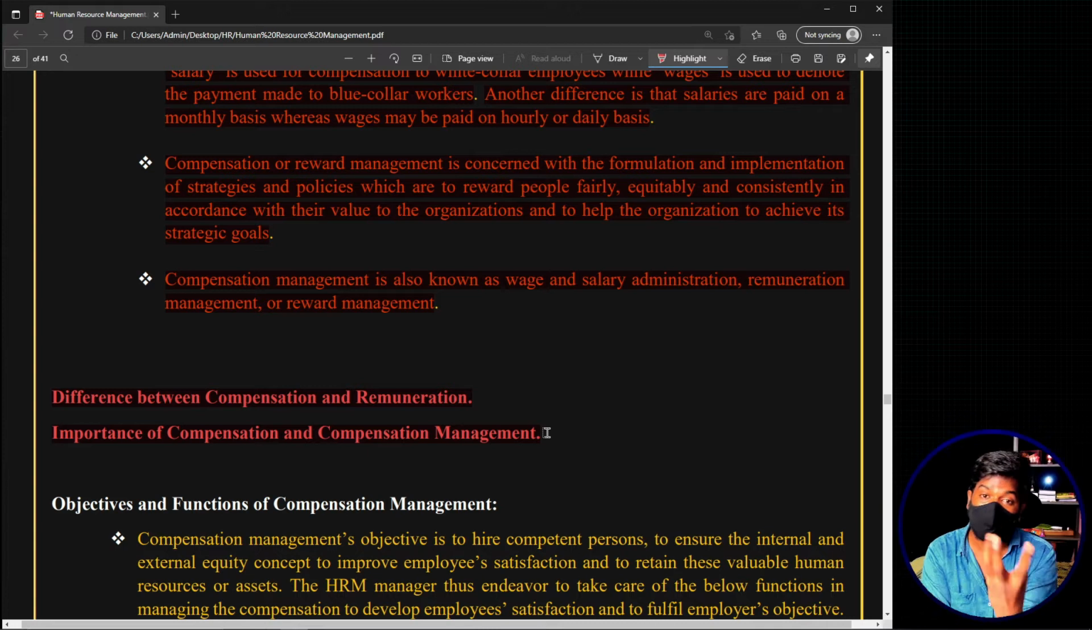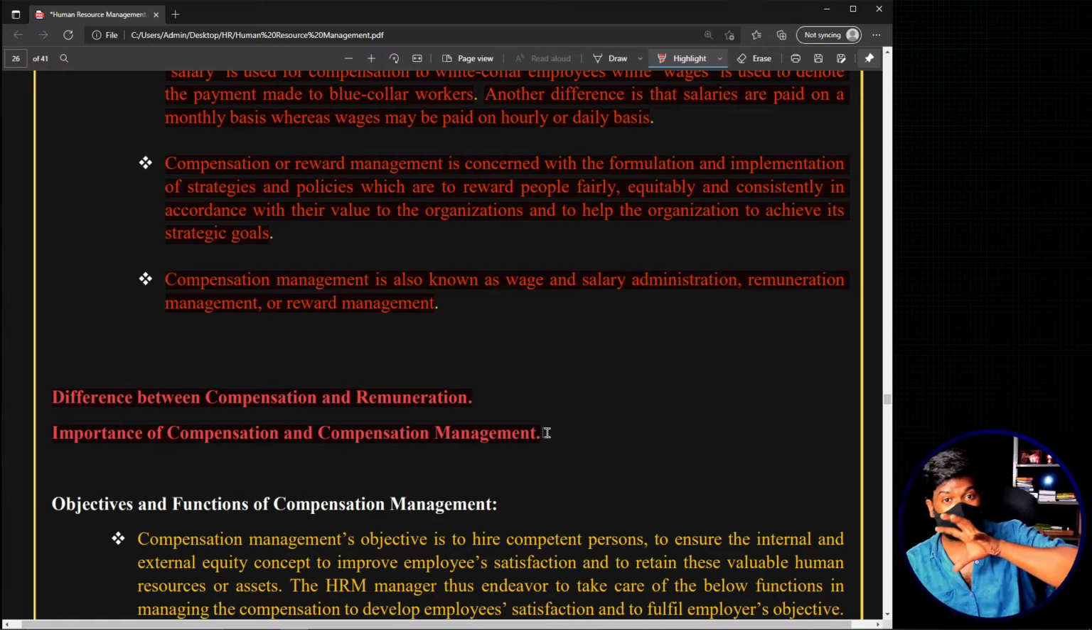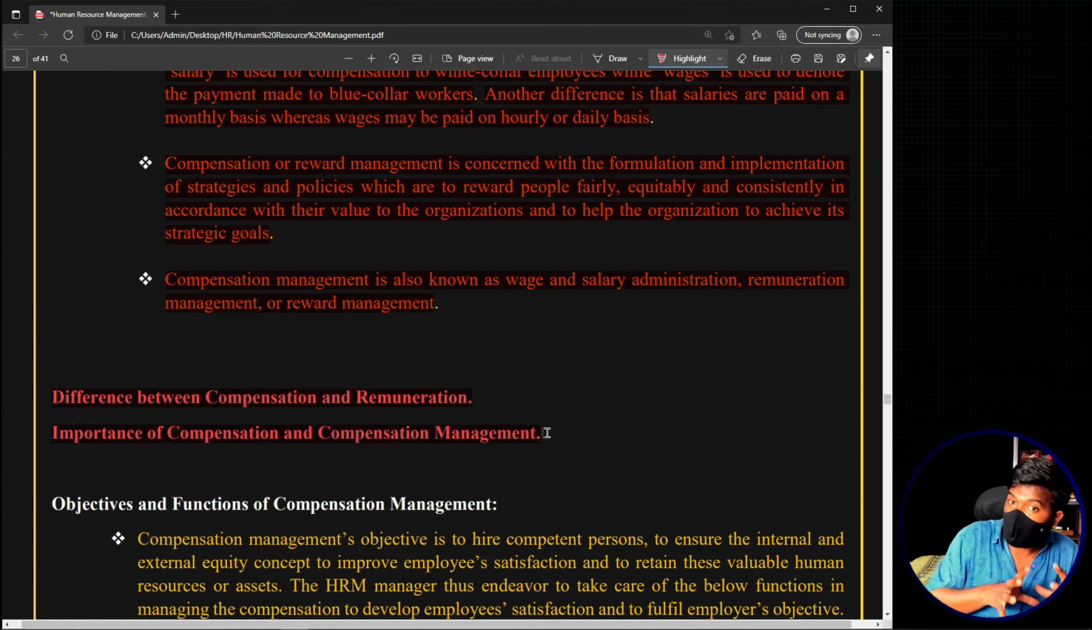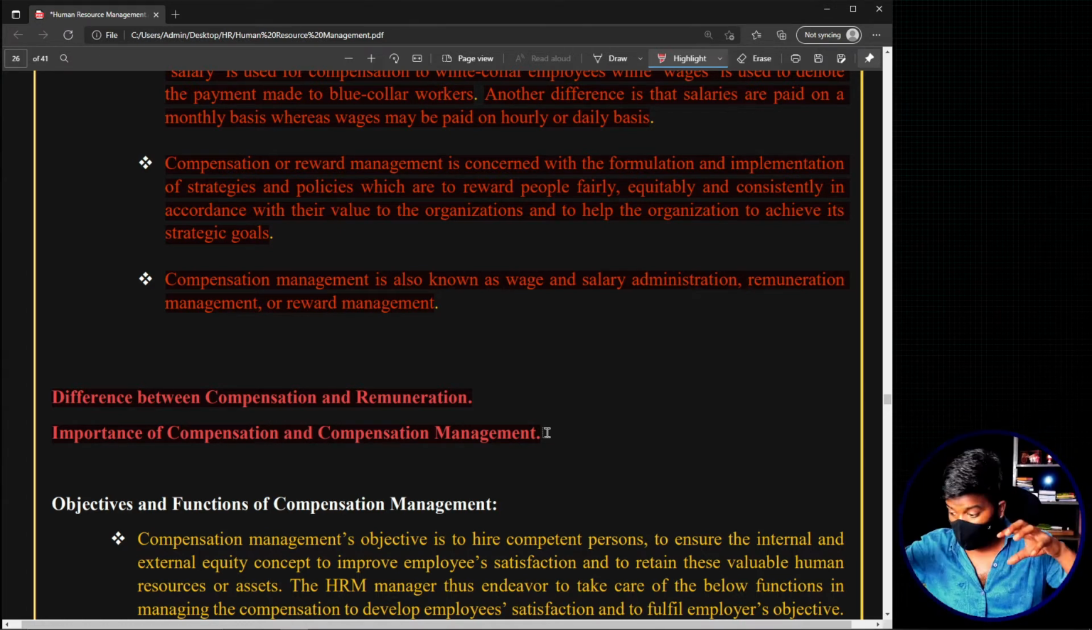all the financial and non-financial aspects that the organization gives to its employees in return for the services that are rendered by the employees to the organization, right? So from the organization's point of view, compensation is basically giving for what it's getting in return. From the employees' point of view, this compensation is something that they are getting for their contributions and all these things. So we have to look from both points of view.